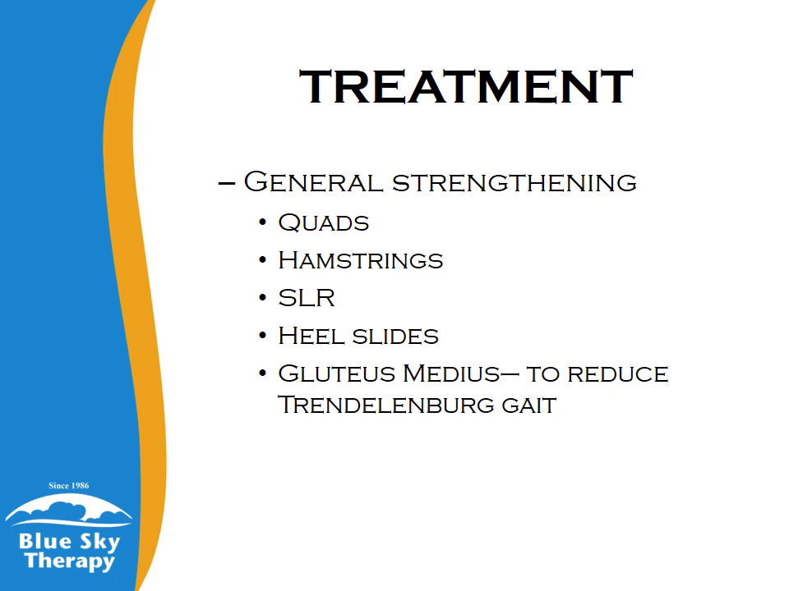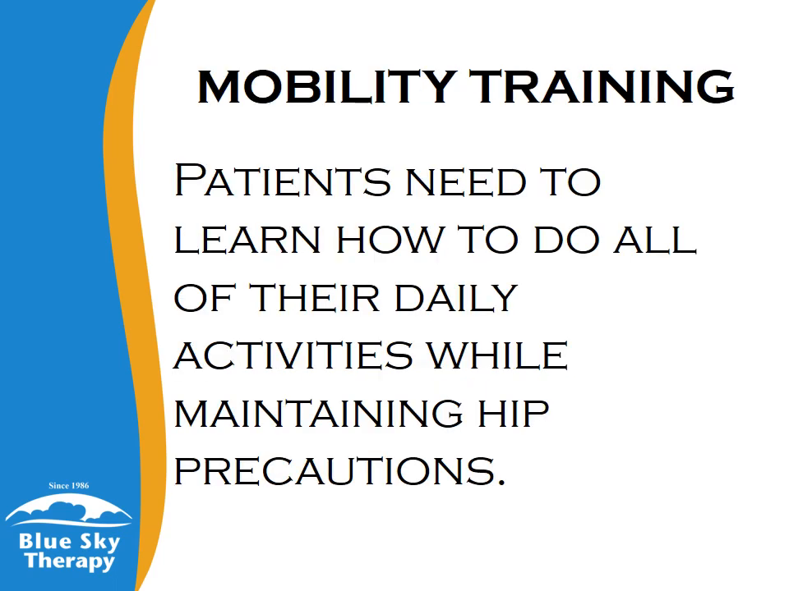General strength training of the lower extremities can be done, including quadriceps, hamstrings, straight leg raises, and heel slides, and the focus should be on gluteus medius strengthening to reduce the Trendelenburg gait pattern that is common after hip replacement. For functional mobility training, patients need to learn how to do all of their daily activities while maintaining hip precautions.